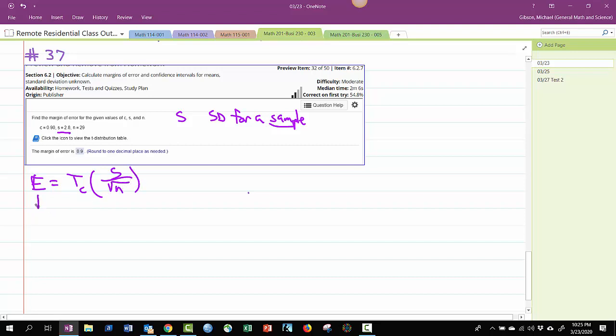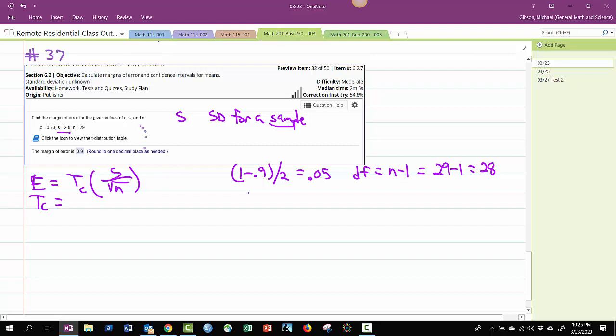All right, so our TC is going to be, we need a couple other things first. The confidence level is 0.9, so 1 minus 0.9 divided by 2 is 0.05. And then for the T, we're also going to need the degrees of freedom. You remember the degrees of freedom is n minus 1, right? So in this case, that's 29 minus 1 is 28.